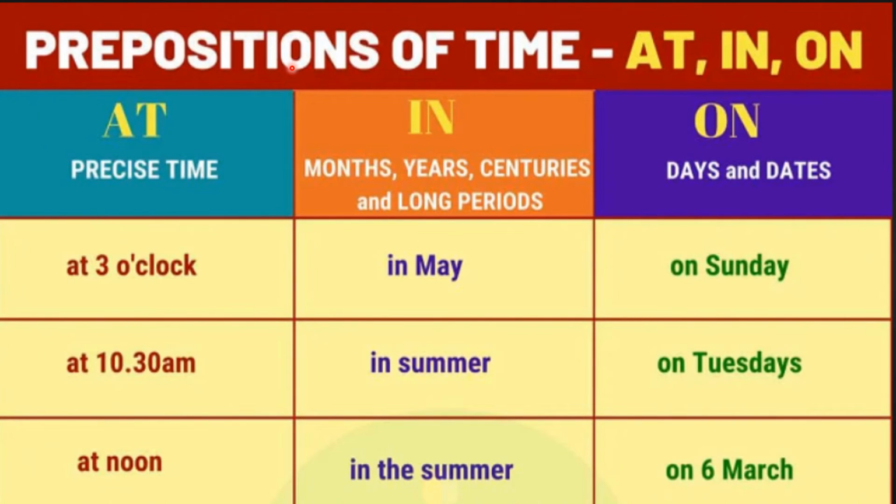Now it is prepositions of time. In this we have only three prepositions: at, on and in. So at is used when it refers to a particular time, for example at 3 o'clock, at 10:30 a.m., at noon. In is used for months, years, centuries and long periods together: in May, in summer, in the summer. And on refers to days and dates.